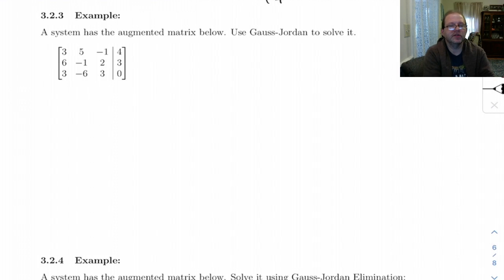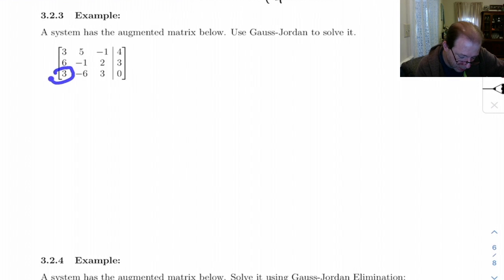Example 323 says to find a system has this augmented matrix. Use Gauss-Jordan to find its solution. All right. Now, I could go ahead and divide by 3 to get a 1 here, but that might not be the best thing to do. I can see two other things that would be better.